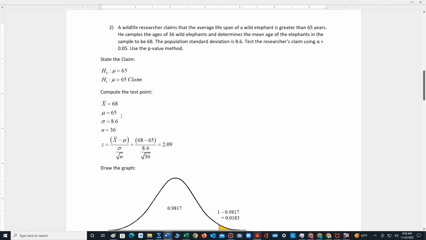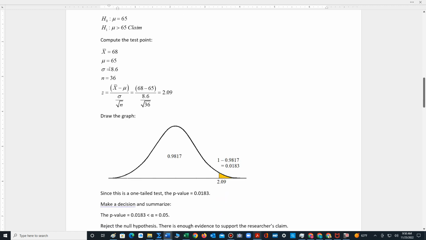We get the key values here. We have a sample of 36 elephants. The sample mean is 68. Mu is 65. Population standard deviation is 8.6. It's a z-test. Remember, when sigma is given, apply the z-test. We type in these values into our test point formula, and we calculate it to get 2.09.